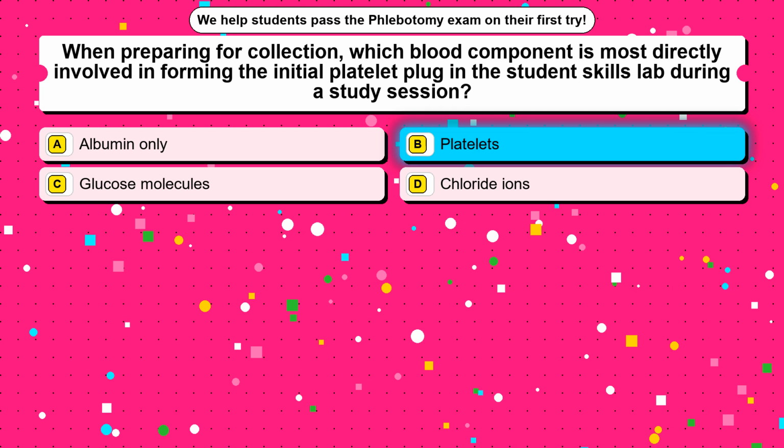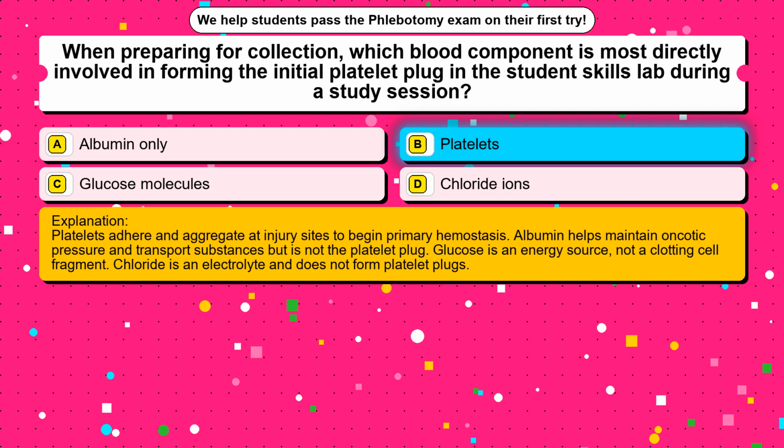Platelets. Platelets adhere and aggregate at injury sites to begin primary hemostasis. Albumin helps maintain oncotic pressure and transport substances but is not the platelet plug. Glucose is an energy source, not a clotting cell fragment. Chloride is an electrolyte and does not form platelet plugs.